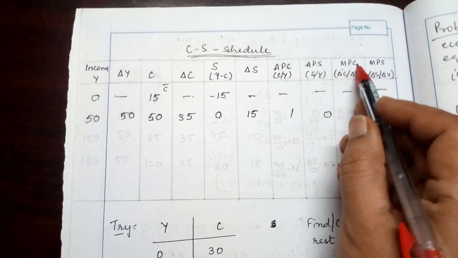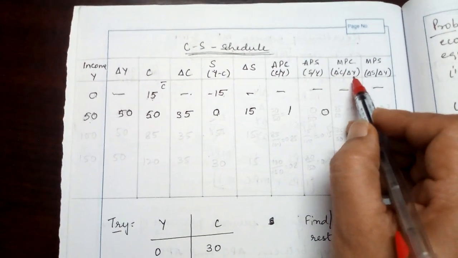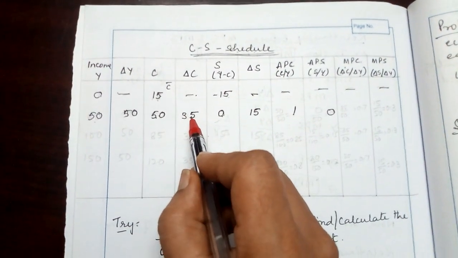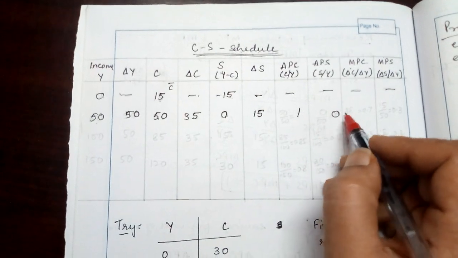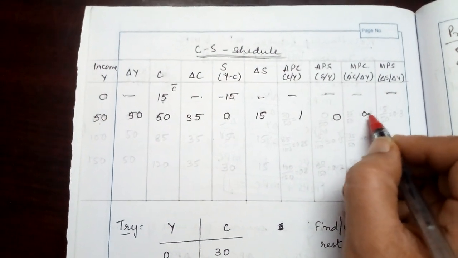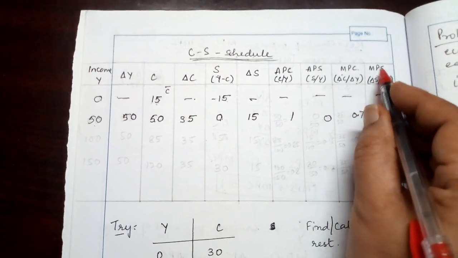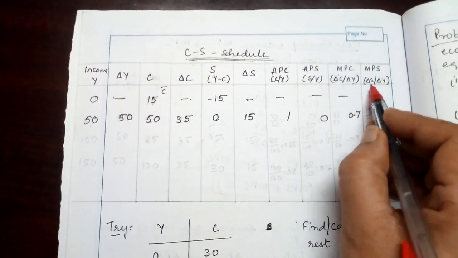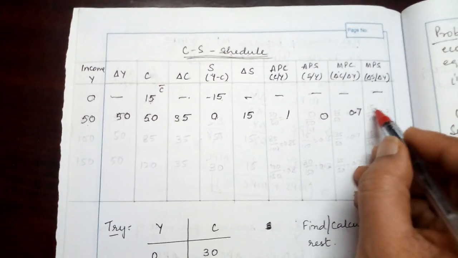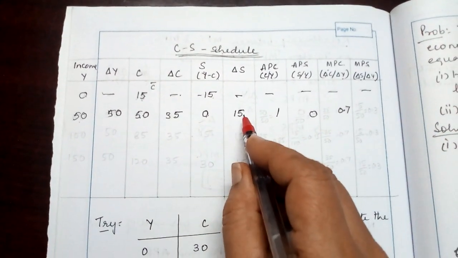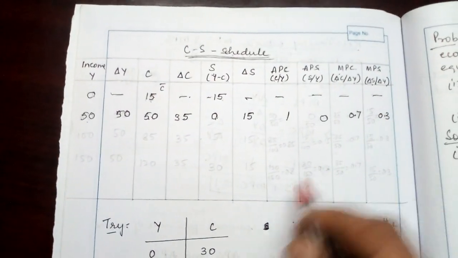Now what is marginal propensity to consume? Change in consumption by change in income. Change in consumption is 35. Change in income is 50. 35 by 50 is equal to 0.7. Now what is marginal propensity to save? Change in saving by change in income. So that will be 15 by 50, which is equal to 0.3.